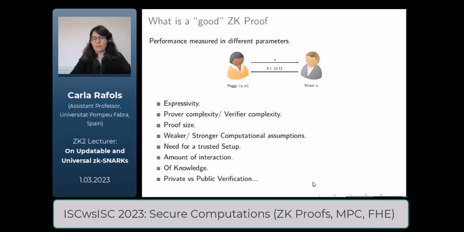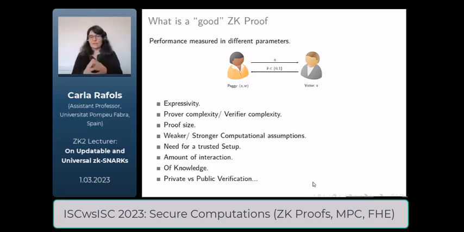So it means that you have higher prover complexity or verifier complexity, potentially bigger proof size, so larger communication complexity. You also have weaker or stronger computational assumptions. There's also, and this will be very important in this talk, trade-offs in having a setup or not having a setup. Usually if you give up having a trusted setup, then you need to have a longer verifier. And also, even if you need some kind of trusted setup, well, there's a different quality in that, right?